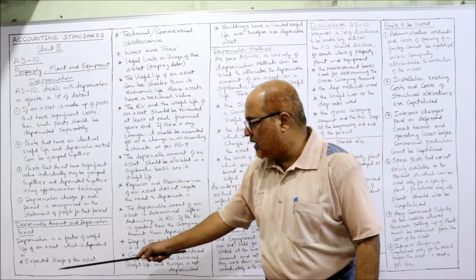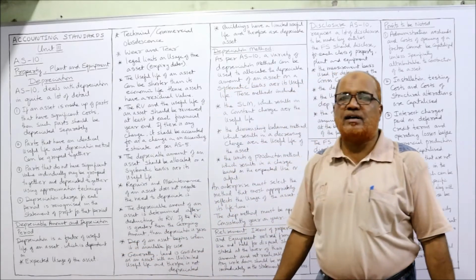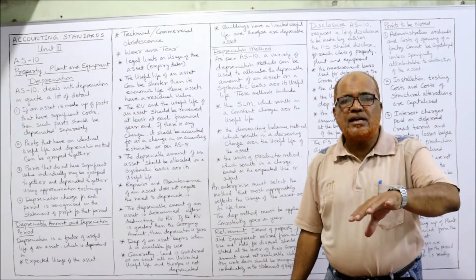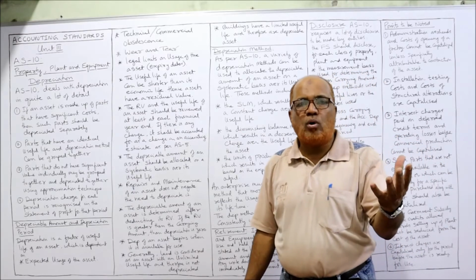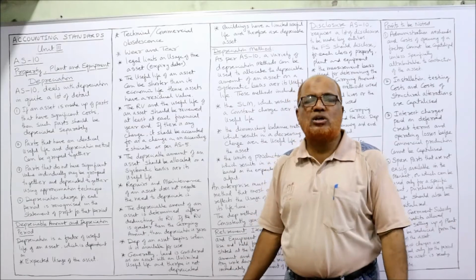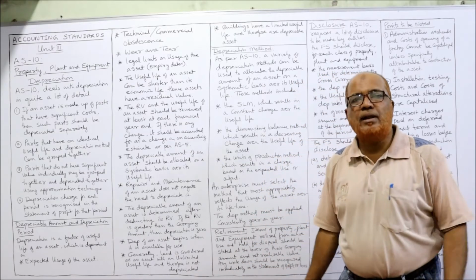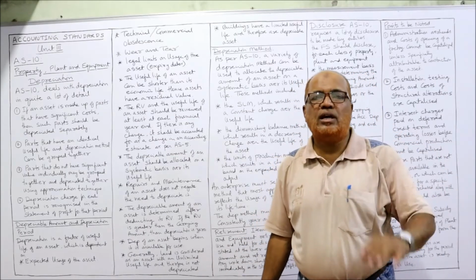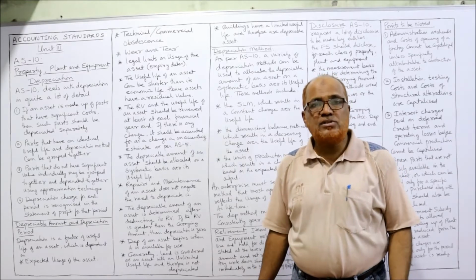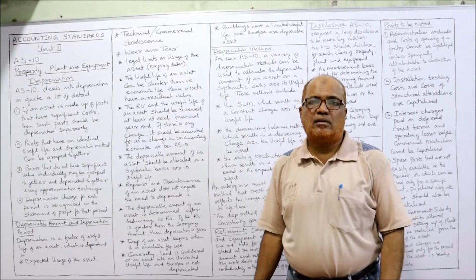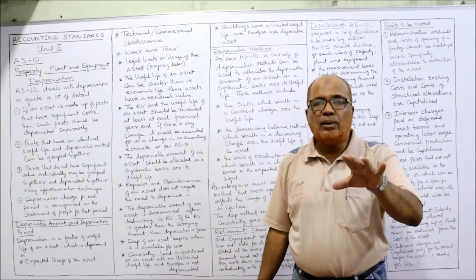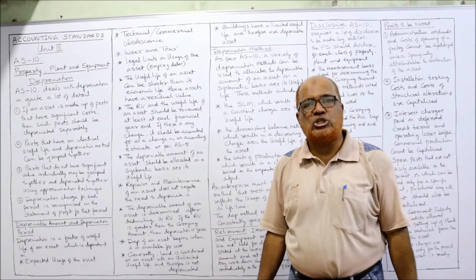What are the factors? First one, expected usage of the asset. Depreciation depends on the usage. If the usage is more, naturally depreciation will also be more. For example, if the car is used as a taxi, depreciation will be more. If the car is used in ordinary business, then depreciation will be less. So depreciation depends on the usage.